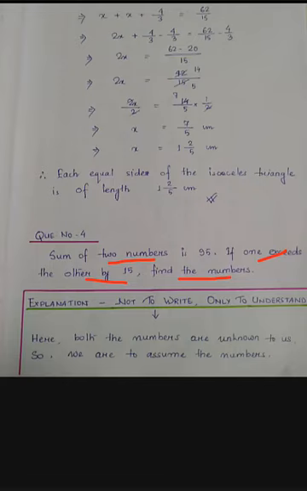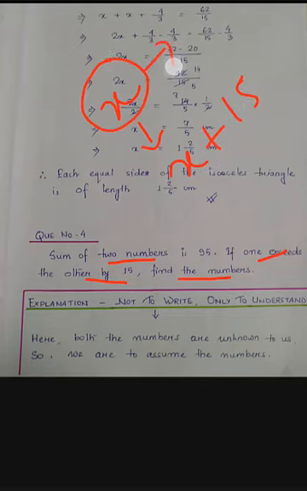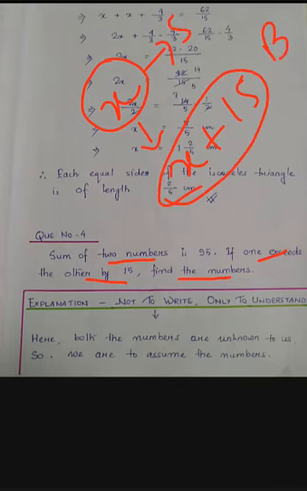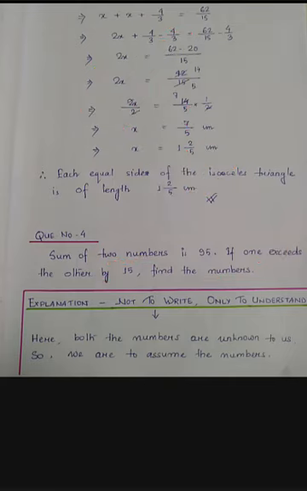One exceeds the other by 15. That means if one number is x, the other number will be x plus 15. That means the smaller number, if it is x, the bigger number will be 15 more than x. So we have to add 15 with the smaller number to get the bigger number. Let us look at the explanation part. Here both the numbers are unknown to us. So we are to assume the numbers first.